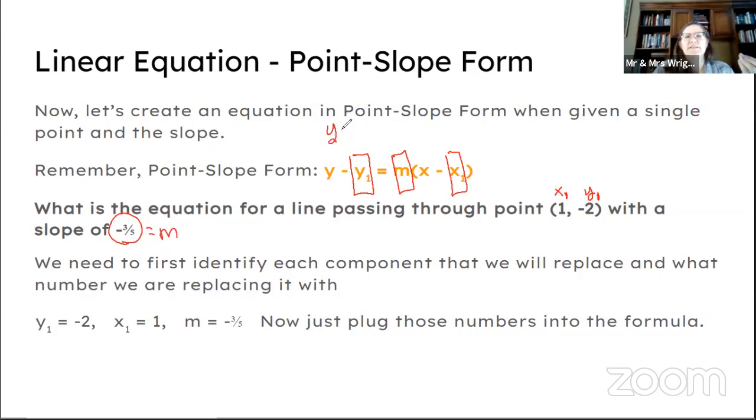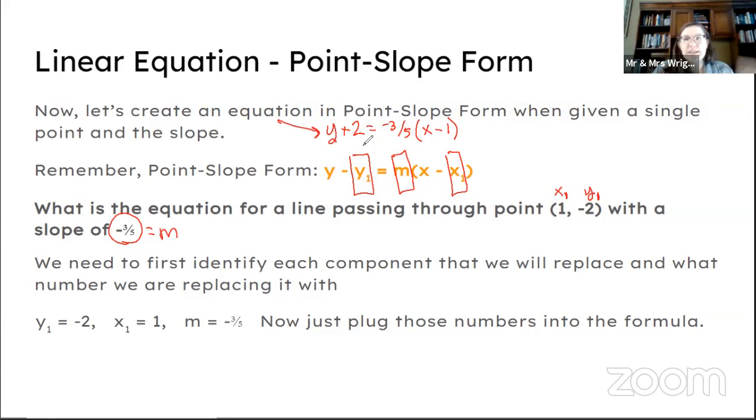So y stays exactly the same minus, what did we get for y1? It's a -2. Well, we don't subtract a negative, so that's going to change to a +2 equals m, which is -3/5. X stays exactly like it was. It's not one of the ones we're looking for anything for. And then x1 is just 1. And so this is your equation that you built here, and it's in point slope form.